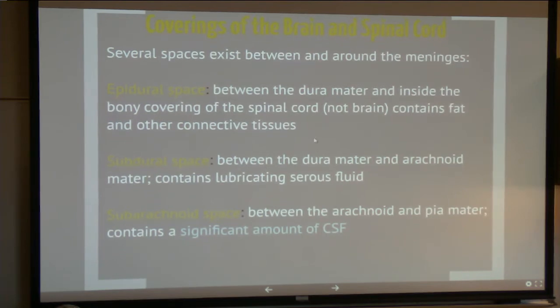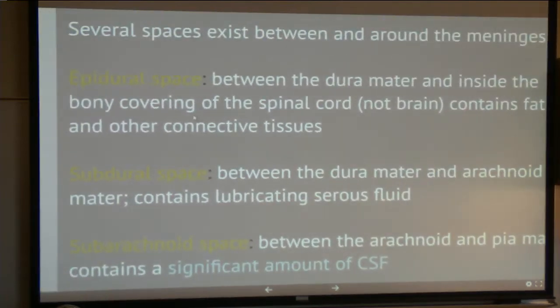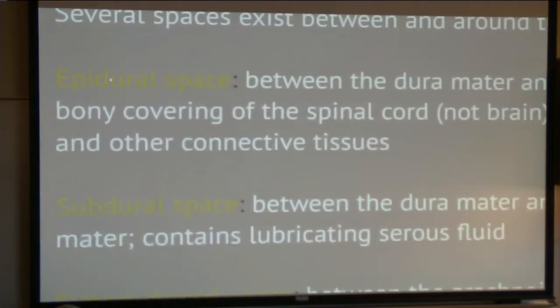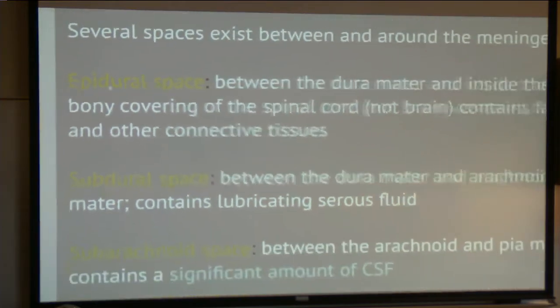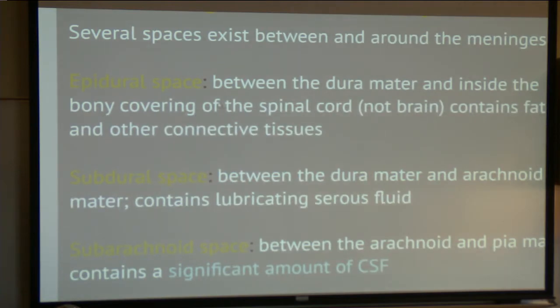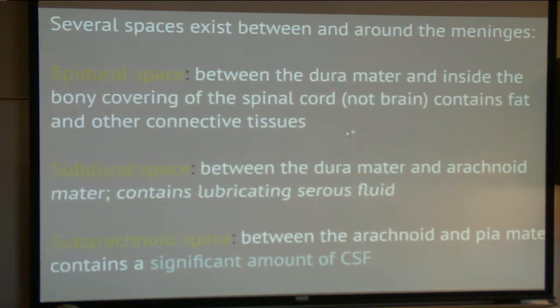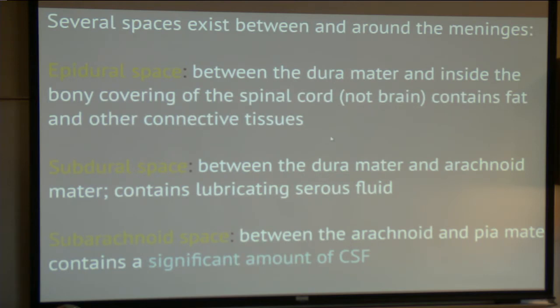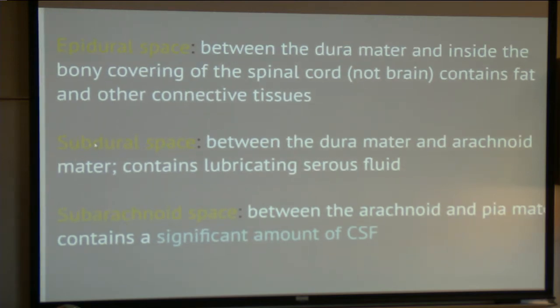Okay, so a little bit more with these spaces. Epidural space is first. Epi means on top of. Dura means Dura Mater. So on top of the Dura Mater, between the bone and the Dura Mater, you have the epidural space. You don't see it associated with the brain, you don't see it with the skull, you only see it with the spinal cord. There's a lot of fat in there, and other connective tissues. Subdural space: sub means beneath, so beneath the Dura Mater but before the Arachnoid Mater, you have subdural space. There's some fluid in there.